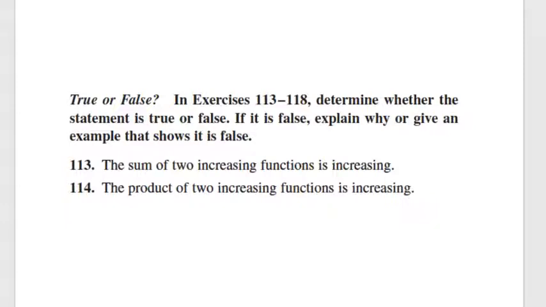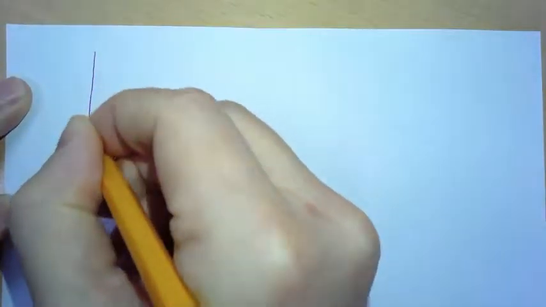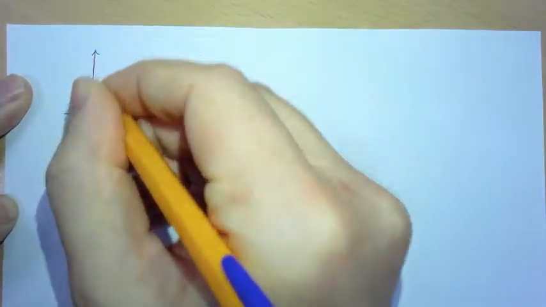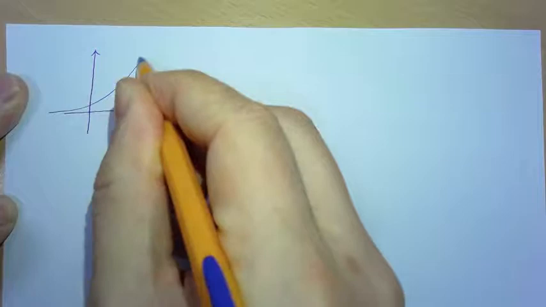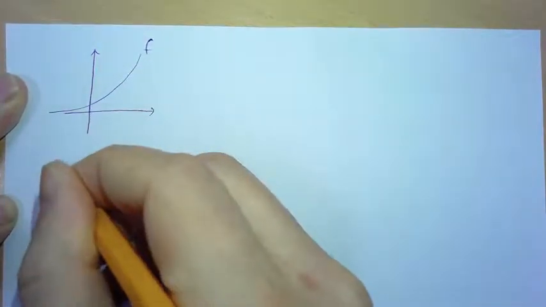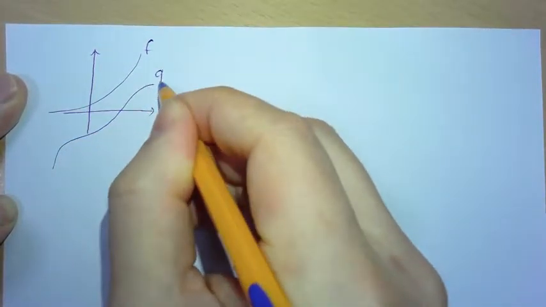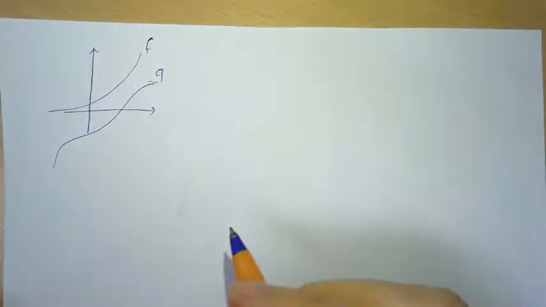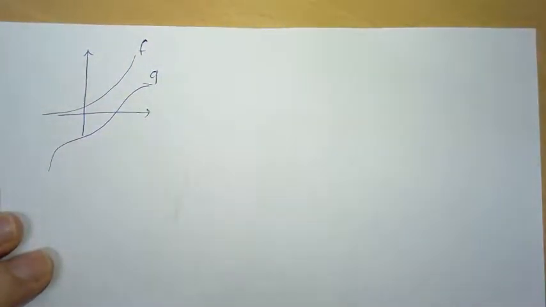Is it true, is it false? We need to explain or exhibit an example that shows that it's false. The sum of two increasing functions is increasing. So we have two functions, let's call them f and g, that are increasing, and we want to show that if we add them, we'll get an increasing function.